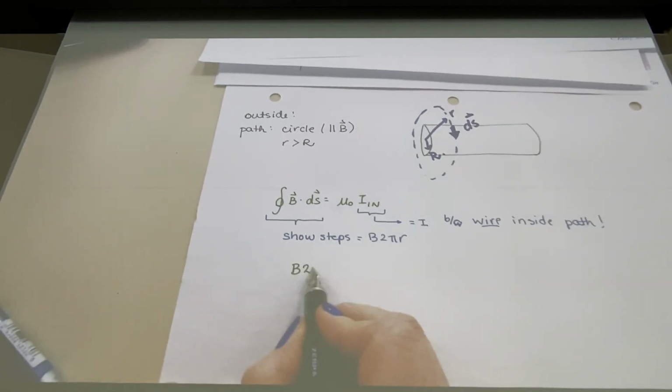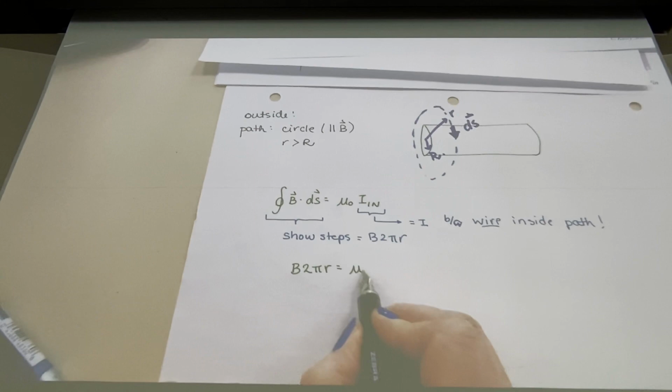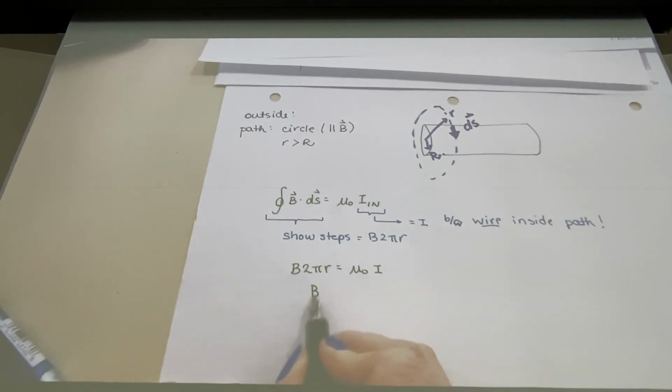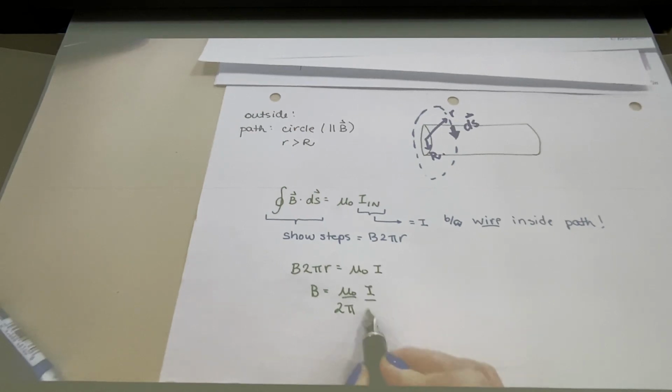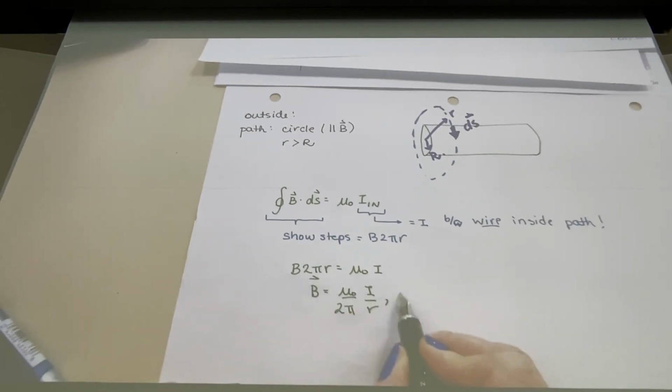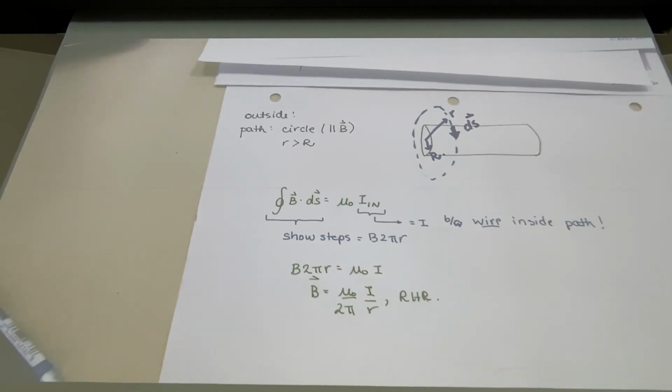B times 2 pi r equals mu naught times I. B is mu naught over 2 pi times I over r. We get the direction using the right-hand rule. Okay, so there's our magnetic field inside and outside of a solid conducting cylinder.